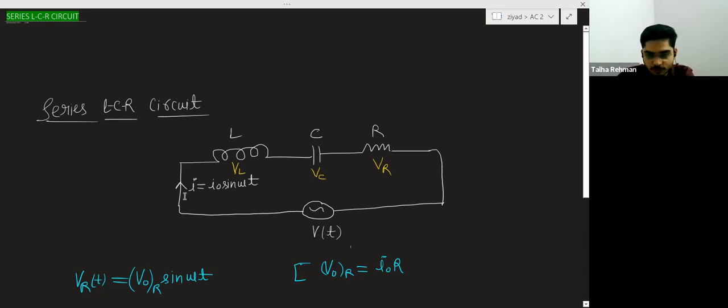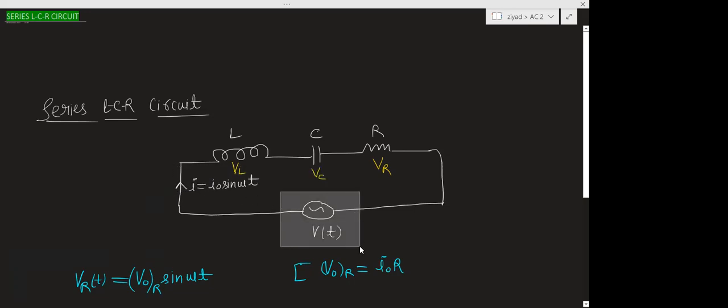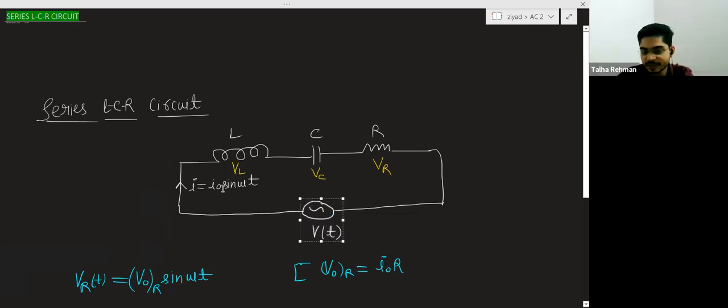Suppose at any time the current in this circuit is I is equal to I naught sine omega t. The current will be this because here is an alternating voltage source. That is why the equation of the current is I is equal to I naught sine omega t. I have just assumed that at any instant of time the direction of the current is this, and the equation of the current is I equal to I naught sine omega t.